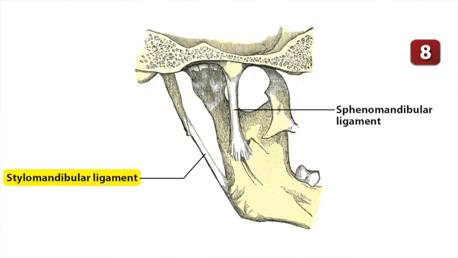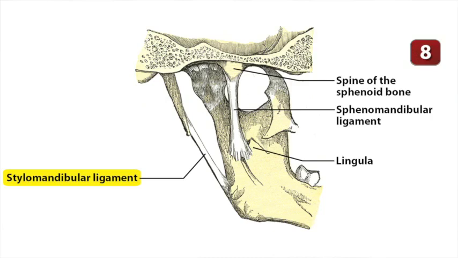The sphenomandibular ligament runs between the spine of the sphenoid bone, which is found posterolateral to the pterygoid process, and the lingula of the mandible, a superior extension of bone that partially overlaps the mandibular foramen. When muscles of mastication act on the mandible, these extrinsic ligaments both guide and limit the rotational displacement of the mandible with respect to the cranium.